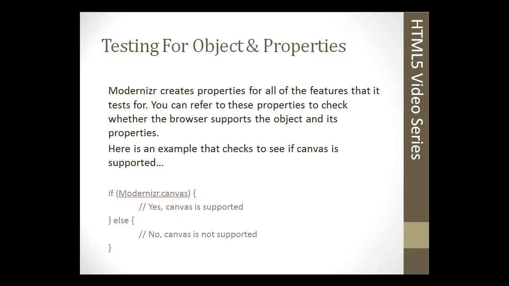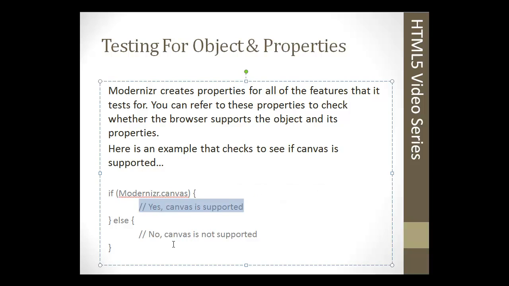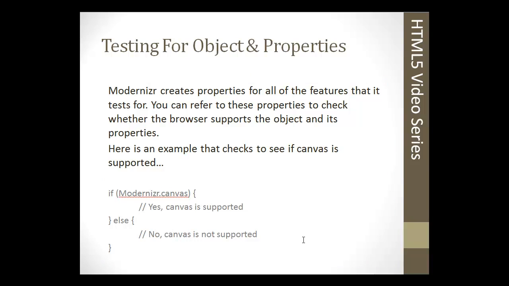Modernizr creates its own properties for each feature that it tests for, whether it's canvas, drag and drop, and you can refer to these properties to check whether the browser supports the object and its properties. So here's an example, very simple. If Modernizr creates an object .canvas, if it's supported, then you would add your HTML5 code. If not, then you could display a message saying update your browser or whatever it is you want to do.